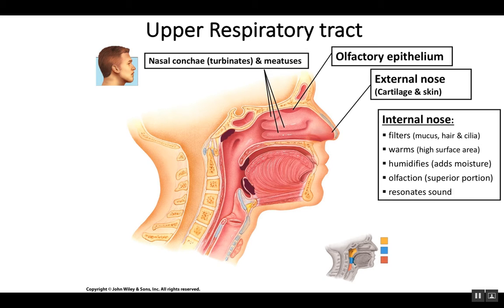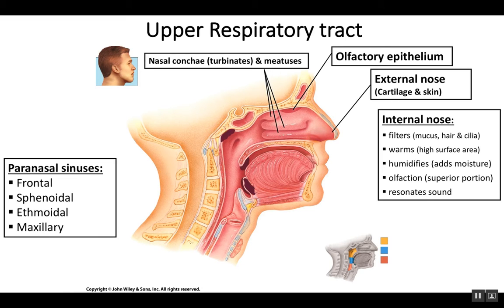The surface area of the nasal cavity is increased using the nasal concha or turbinates. These are these processes that stick out into the nasal cavity. The spaces in between are kind of like tunnels or tube-like passageways known as meatuses, or meatus.